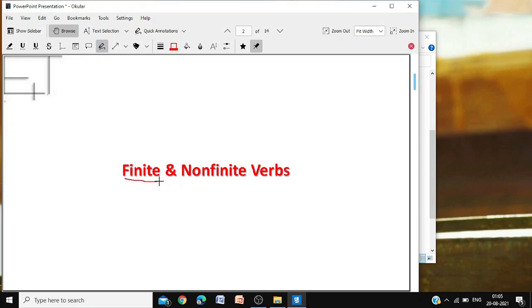Finite verbs are essential in every sentence. You cannot make sentences without a finite verb. Non-finite verbs alone cannot make sentences. Now we shall see how finite and non-finite verbs can be identified, what is the difference, and what are their roles.